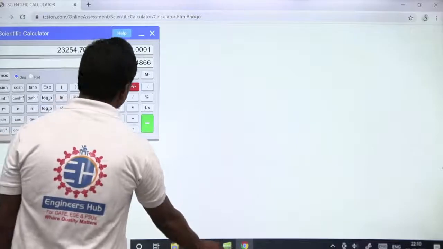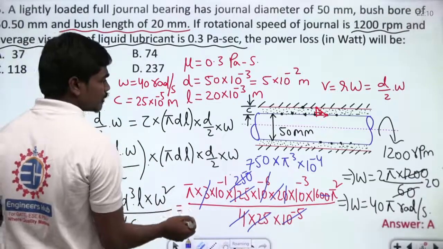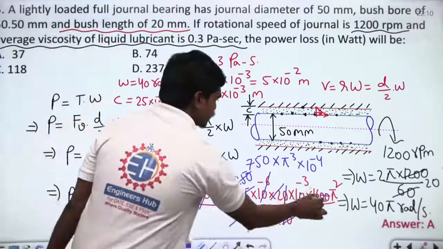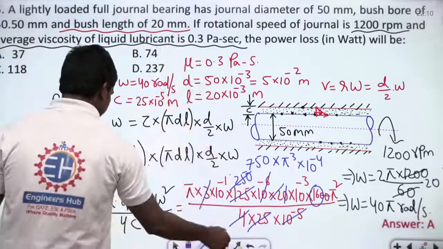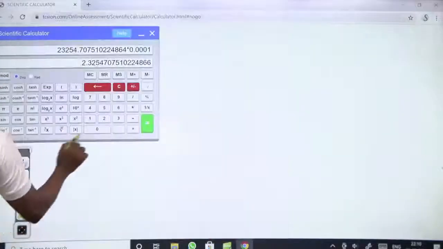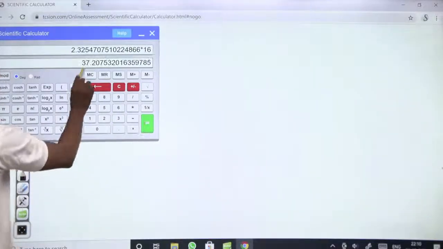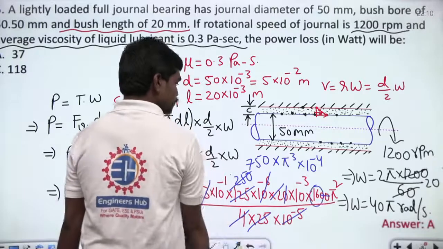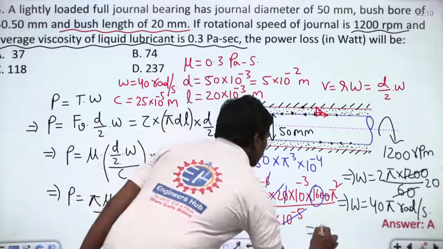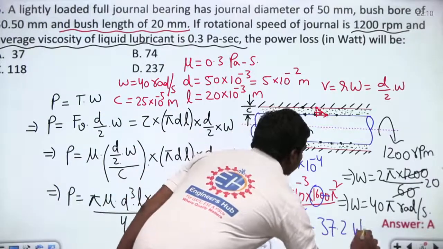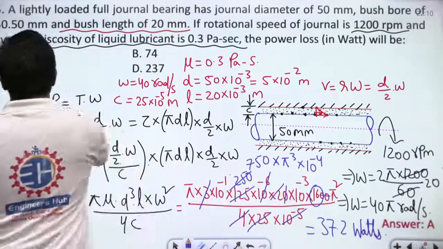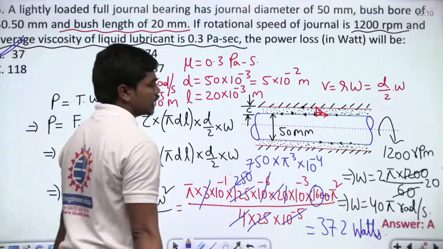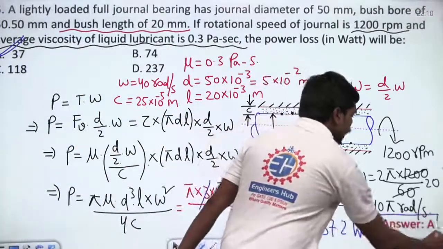We don't have this value in the options somewhere. Did we mess up? 1600. Okay. What about this 16 here? This 16 is also still present. So 16 times this value. So this value is nothing but 37.2 watts. If you compare and check the answers, the most appropriate answer is 37, because the final answer is 37.2. So 37 watts is the correct answer, and you can see the official GATE key is also answer A.